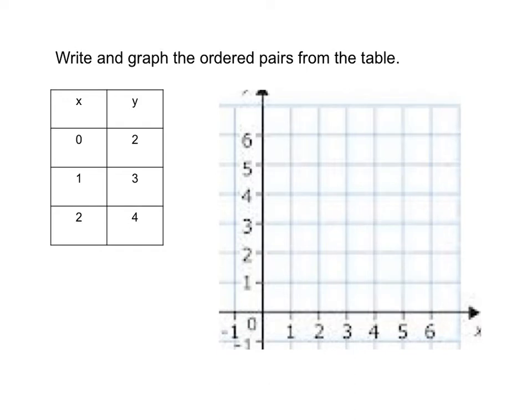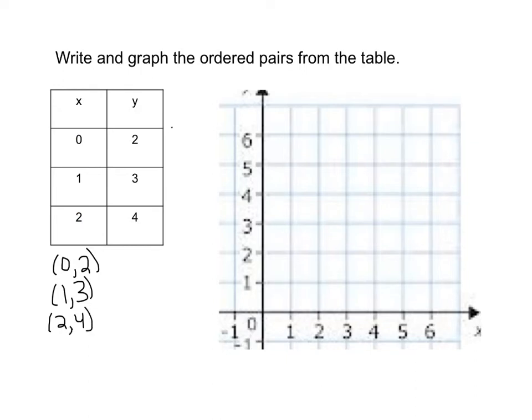So now let's take a look at the table that we have here, and we're going to write the ordered pairs and graph them from the table. Right, so our x values are here, which are always our first coordinate, and our y values are here. So the ordered pairs we're looking at would be 0, 2, 1, 3, and 2, 4.